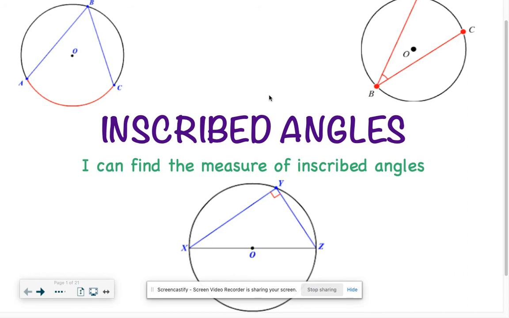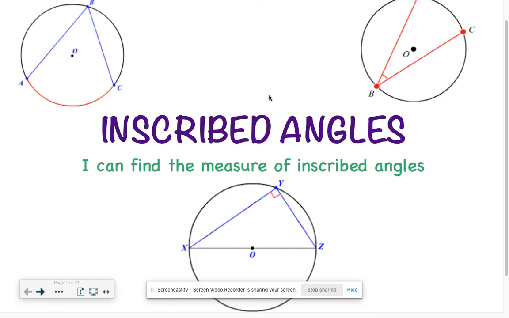Hello, welcome. Guys, we are getting to some really fun stuff. I love this section: inscribed angles. I can find the measure of inscribed angles. What I love about this is it's not hard, it's just like a puzzle. Sometimes you're like, why can't I figure this out? And all of a sudden you just see it out of nowhere, and it's like, wow, that was easy, and I figured it out.